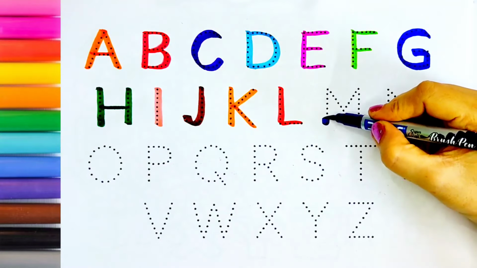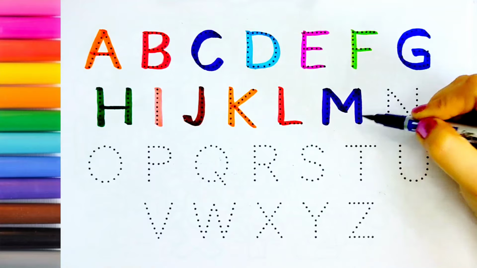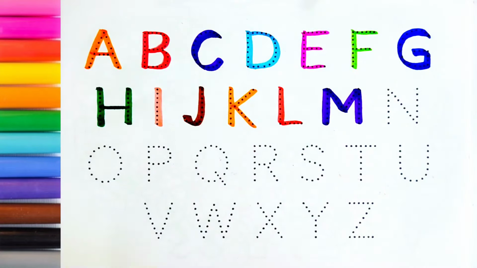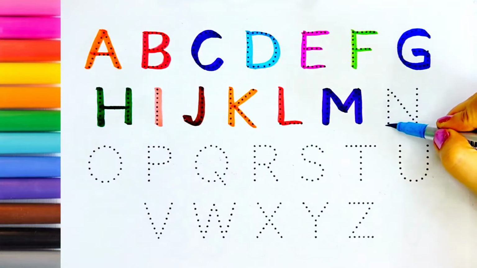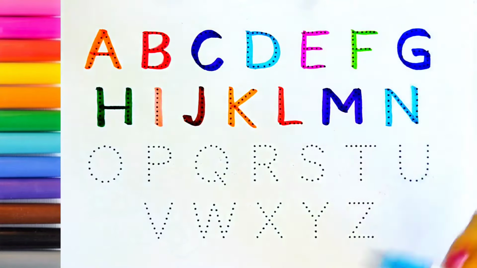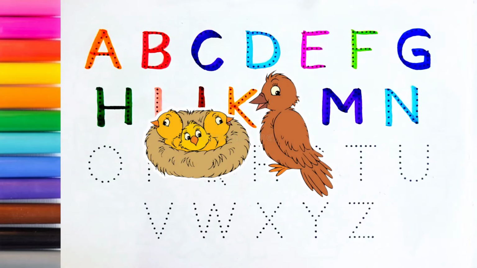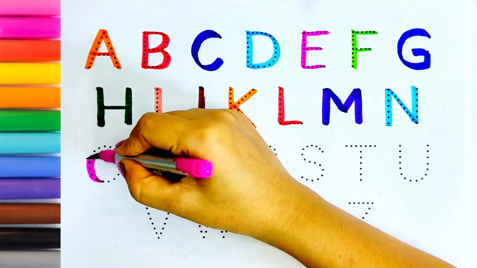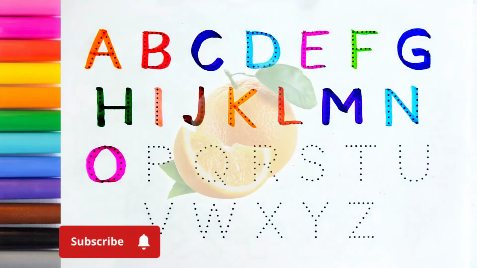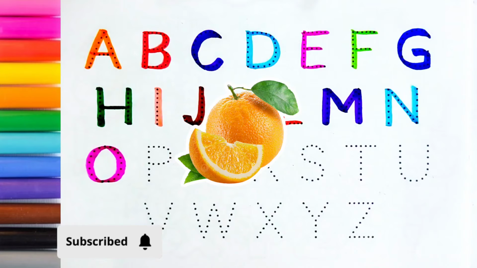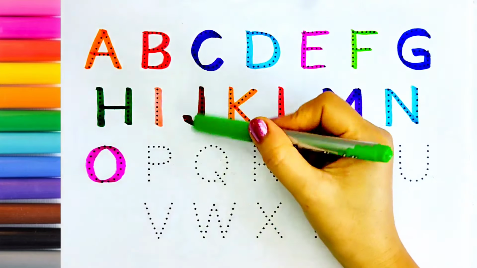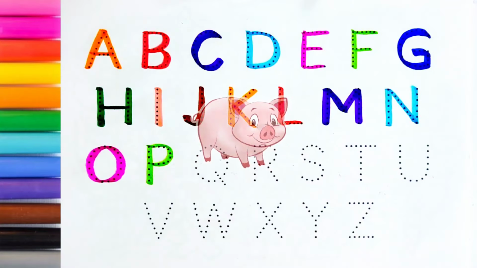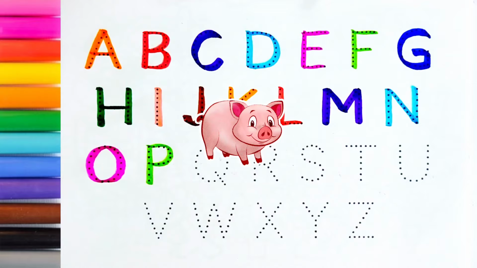Purple color. M for monkey. Sky blue color. N for nest. Pink color. O for orange. Light green color. P for pig.